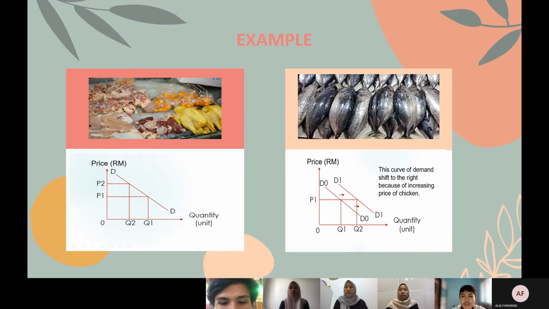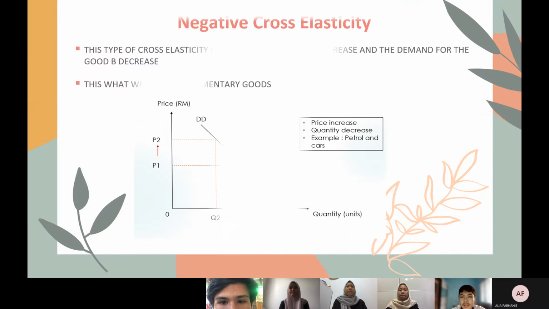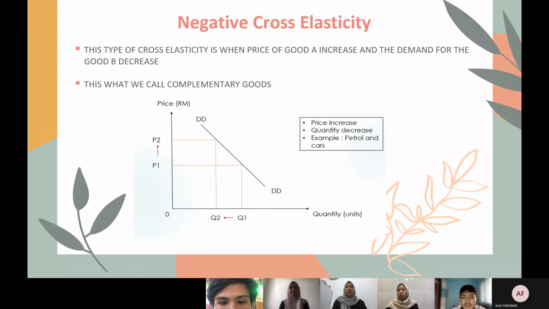Okay, move to the next one. Okay. So my name is Adin. So we continue with negative cross elasticity. This type of cross elasticity is when an increase in the price of good A leads to a fall in the amount demanded for good B.